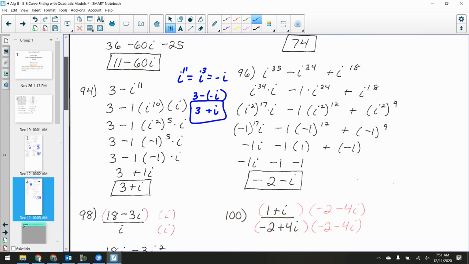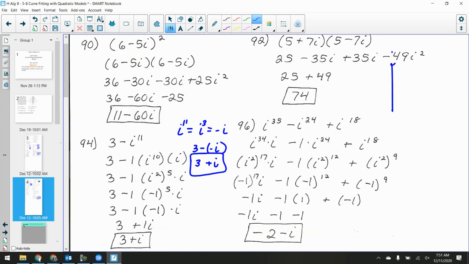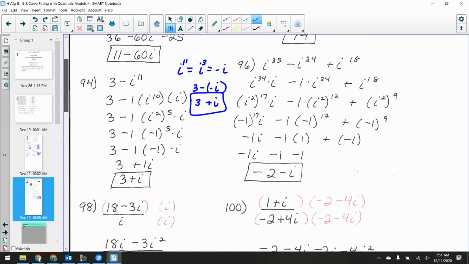96, same kind of thing there. You would take 35 divided by 4. That'd be a remainder of 3. So this is going to act like i to the 3rd.